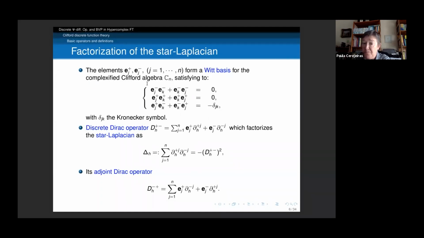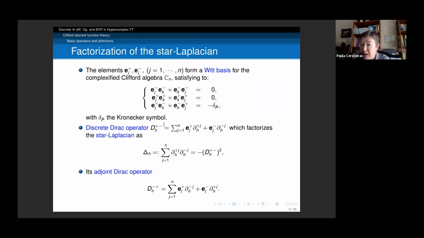First of all, they act as projectors on a certain space. They kill each other; they are zero divisors. But when you operate these elements, e_j plus with e_j minus plus e_j minus with e_j plus, then you get back -1. So you recover the unity element.